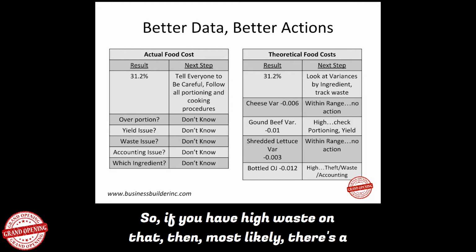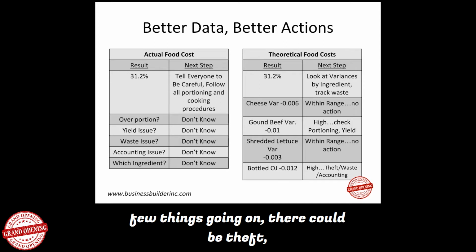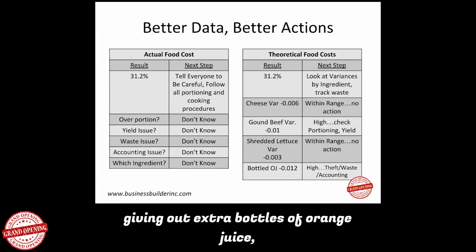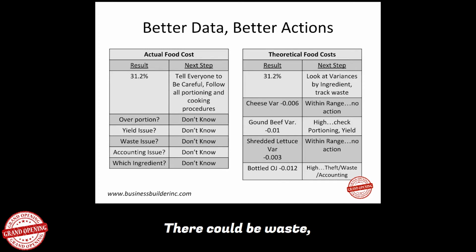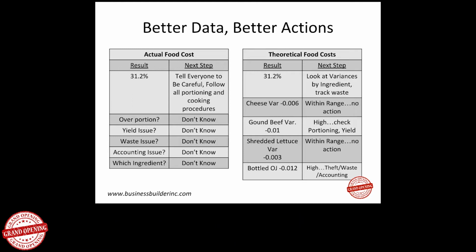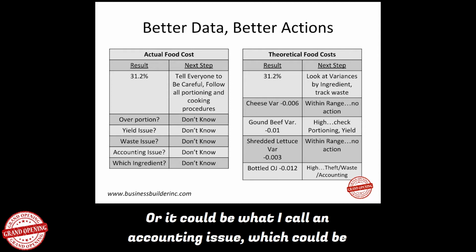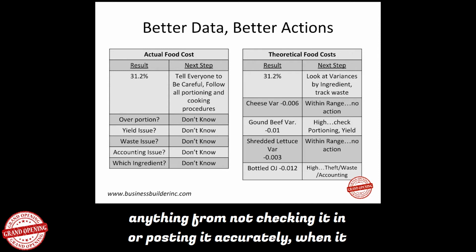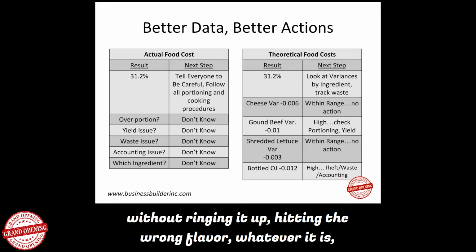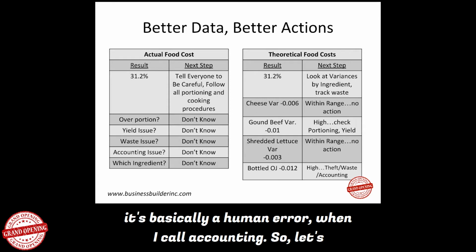So if you have high waste on that, then most likely there's a few things going on. There could be theft. There could be people giving out extra bottles of orange juice to their friends. There could be waste. Maybe somebody dropped a whole case on the floor and three or 4 bottles broke. Again, if you're tracking waste, you'll know that. Or it could be what I call an accounting issue, which could be anything from not checking it in or posting it accurately when it arrived, the cashier not ringing it up, the cashier giving it away without ringing it up, hitting the wrong flavor, whatever it is, it's basically a human error, which I call accounting.